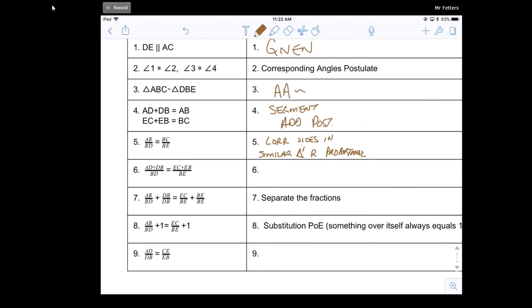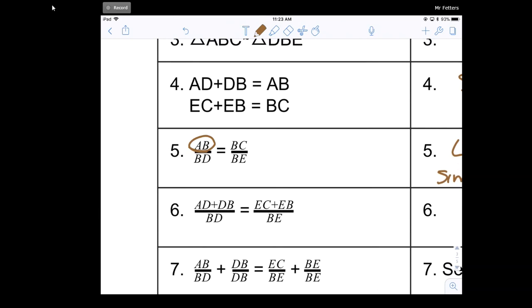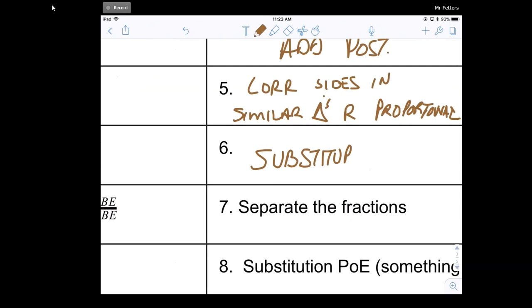Okay, now I know that on the top here, I have AB and BC, and I already said what AB is. AB is equal to AD plus DB. And so what I can do in the next step is I actually substitute that in. And that's what I've done here is I've substituted what AB is and I've substituted what BC is. So this is just substitution, substitution property of equality. Okay.